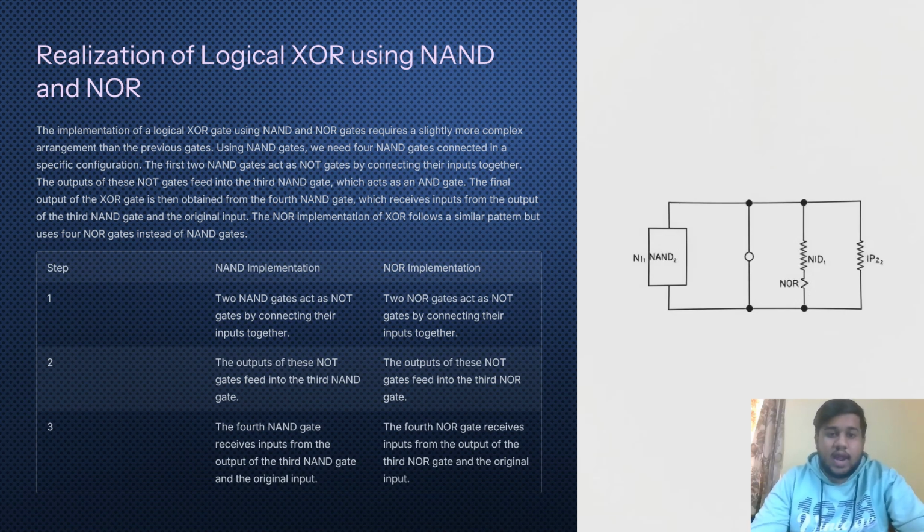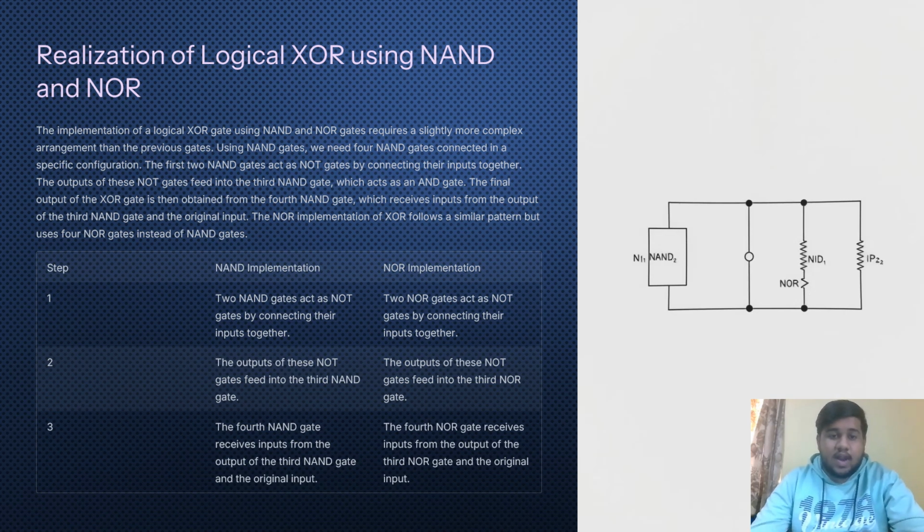The first two NAND gates act as NOT gates by connecting their inputs together. The output of the NOT gates feeds into the third NAND gate, which acts as an AND gate. The final output of the XOR gate is then obtained from the fourth NAND gate, which receives input from the output of the third NAND gate and the original input. The NOR implementation of XOR follows a similar pattern but uses NOR gates instead of NAND gates.